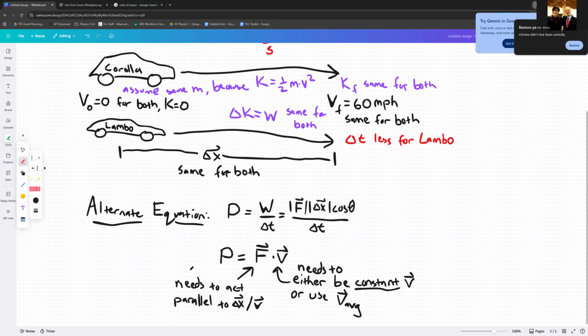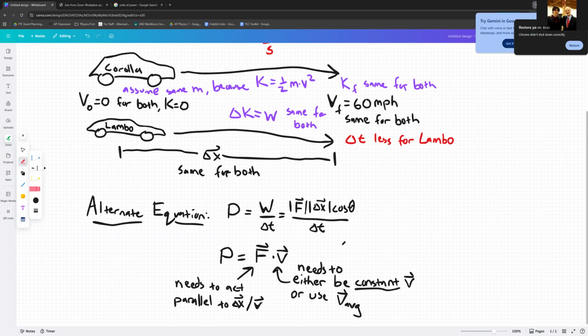So provided that we meet those requirements of the parallel force with the velocity and then constant velocity or average, then we can use this equation. It's not a ton of problems necessarily, but it could pop up in some of your power problems.